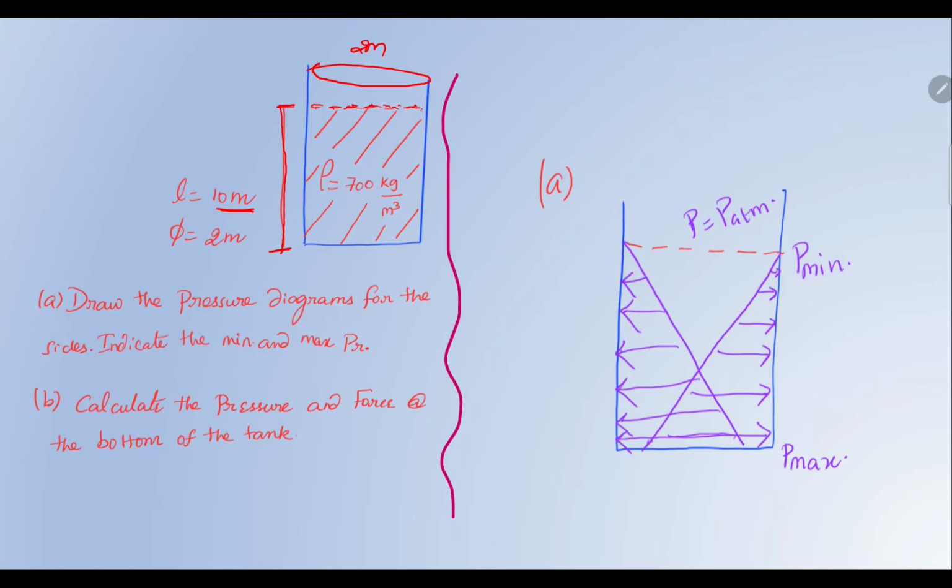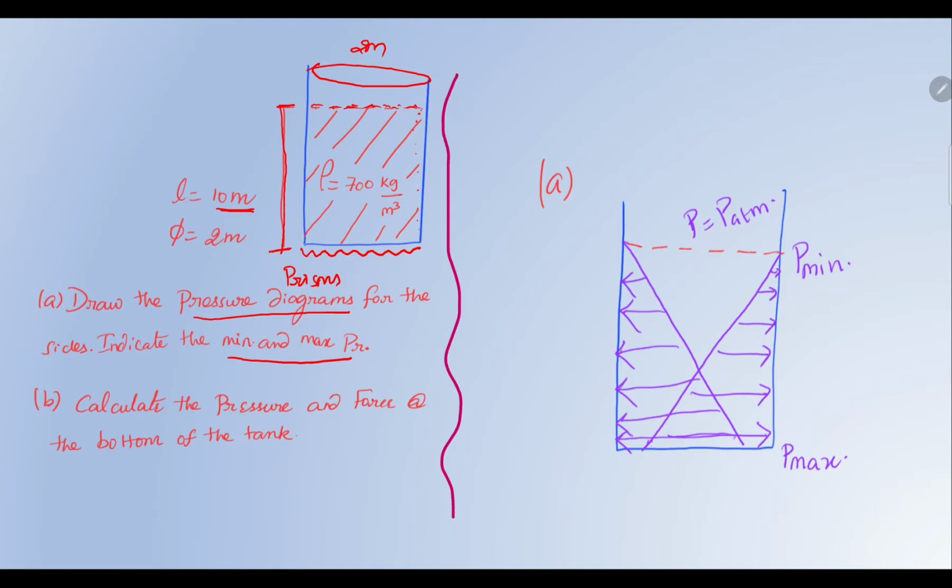Okay, so we have been asked to draw the pressure diagram or the pressure prism as they call it. Pressure diagrams are also called pressure prisms. For the sides, indicate the minimum and maximum pressure. Okay, that's fine, we can do that. Calculate the pressure and force at the bottom of the tank. So they are asking us to calculate what would be the pressure and the force over here.